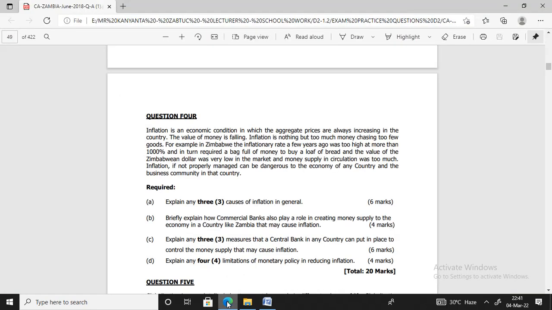So let's look at the next question. We've dealt with that question. Now explain any 4 limitations of the monetary policy. The monetary policy is limited because of the following factors. Number 1, the money multiplier varies. Number 2, unorganized money markets.